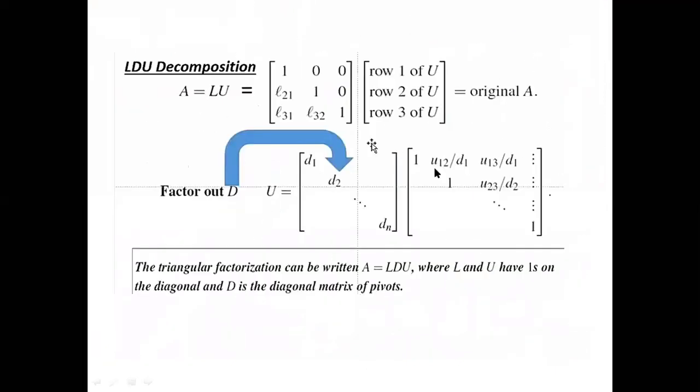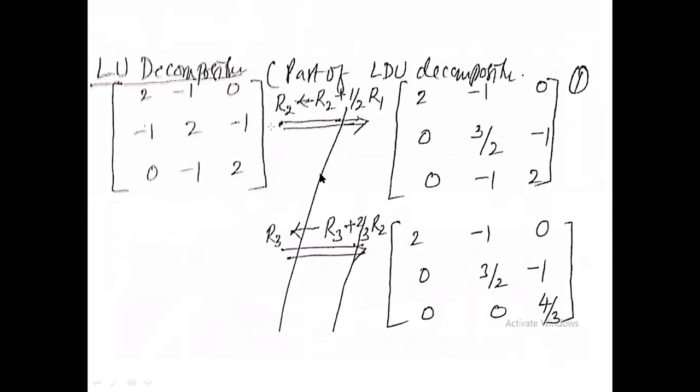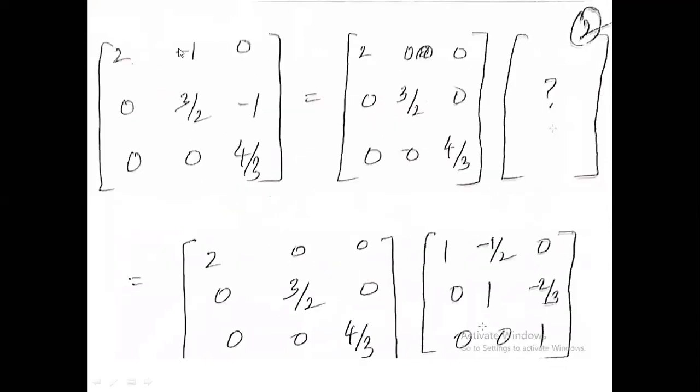Take the original component, divide by d1. So what is the original component here? The original component is -1. Divide that by d1, which is 2. So this component becomes -1/2. What is the original component here? 0. Divide by d1, which is 2. Therefore, you will get 0. Now this factor, what is the original value? -1. Divide by 3/2. Therefore, this will become -2/3. That is this value. Right? Rest of the values I don't have to find because this is 1 and all zeros.